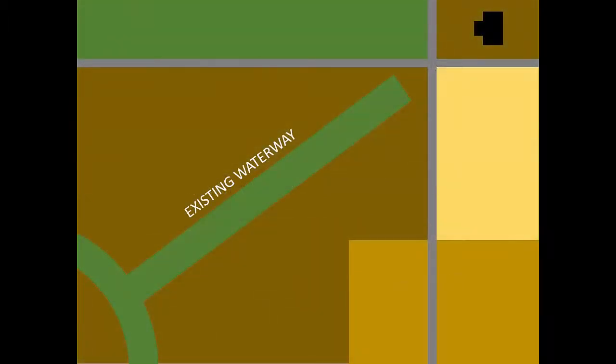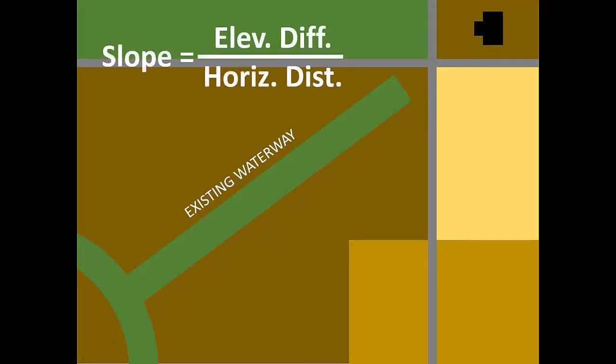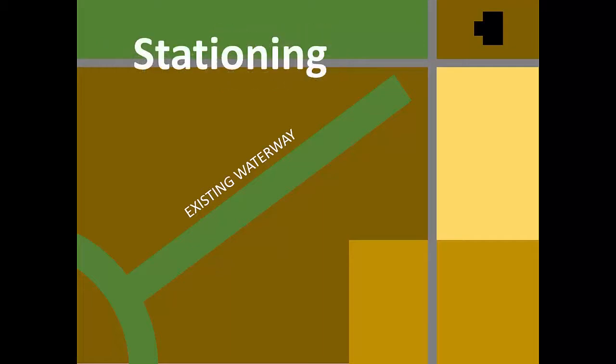Here's a simplified map of your waterway. Computing waterway slope requires not only elevation difference, but also horizontal distance. For simplicity, we use a system called stationing to indicate horizontal distance. Very similar to mile markers along a highway, stations tell us the distance from an origin point.